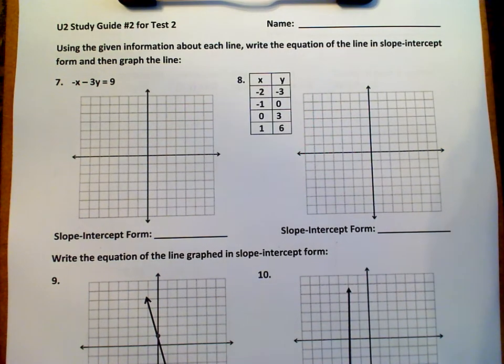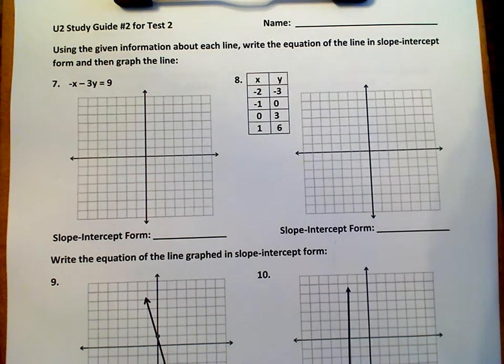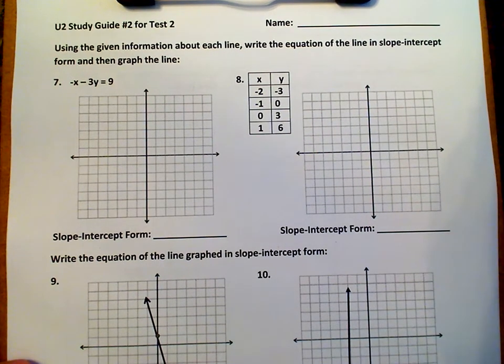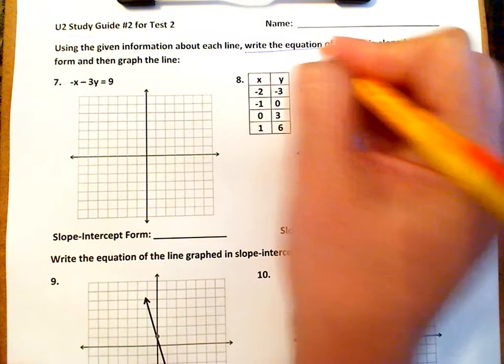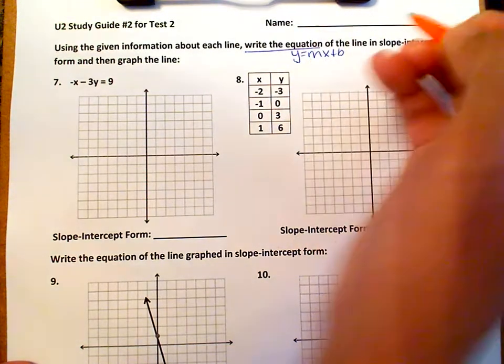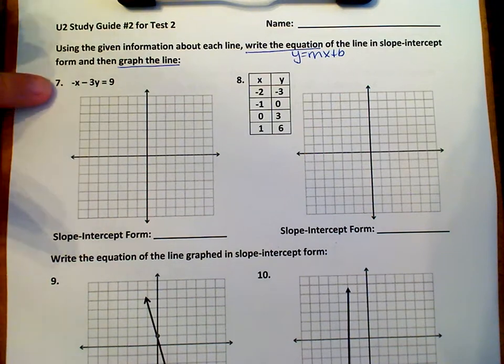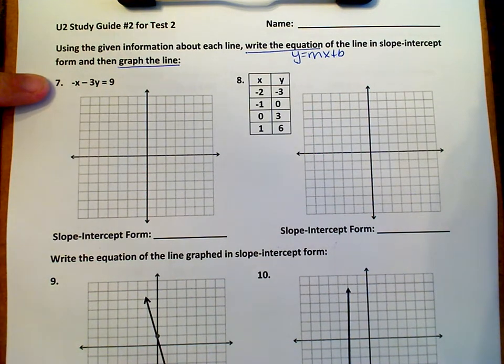Okay, on 7 and 8, it says, given the information about each line, write the equation of the line in slope-intercept form and then graph it. So we have to do two things. We have to write the equation, so we have to have y equals mx plus b, but we also have to graph it. Okay? Now, for number 7, there's a couple ways we could do this.